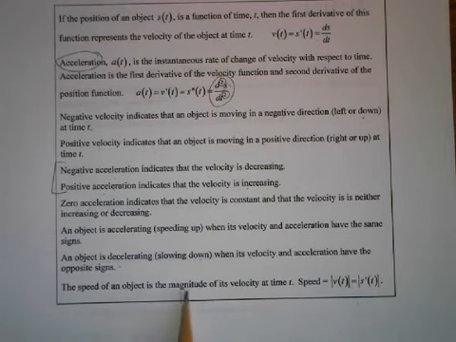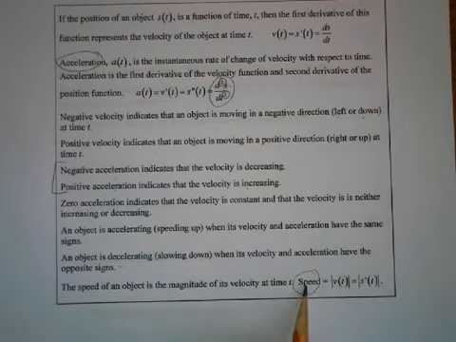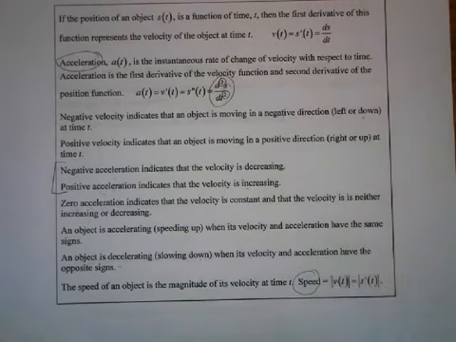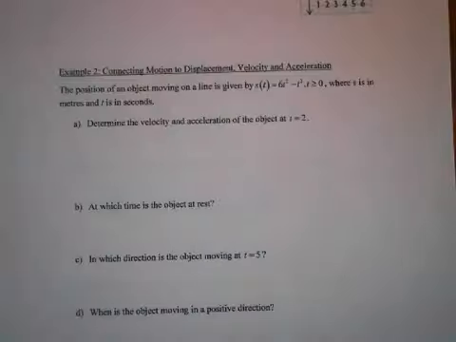And the speed of an object is the magnitude of its velocity at time t. So remember, velocity is the vector, so with speed we don't care about direction. When you take the magnitude, it's really the absolute value, knocking off any negative signs. So if the object is falling down to the earth at 100 meters per second, the velocity would be negative 100 meters per second, but the speed would be 100 meters per second because speed doesn't care about direction. Okay, so we've got a few different types of examples here.